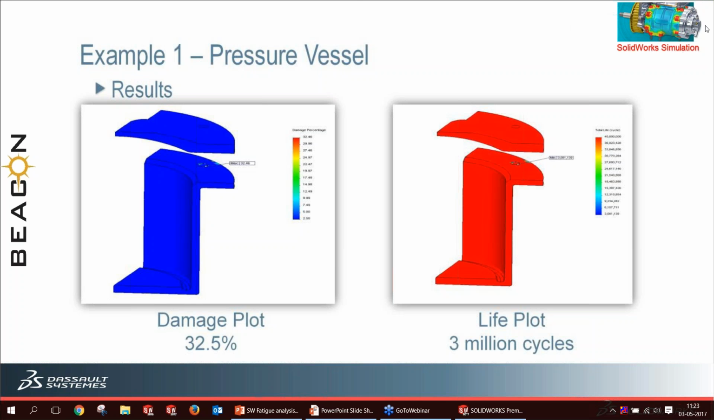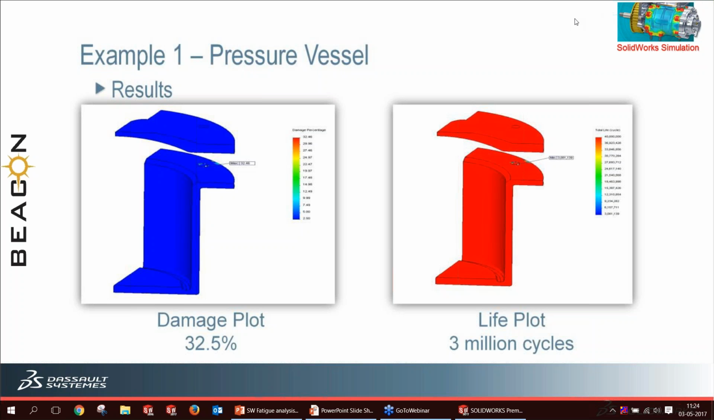I'll just repeat. As I said, we have these two plots: one is the damage plot and the other is the life plot. The damage plot gives how much percentage of damage has occurred in your model. Based upon that criticality, we can showcase that this much damage has occurred, and you have to decide whether you are going to give the customer a replacement or not.